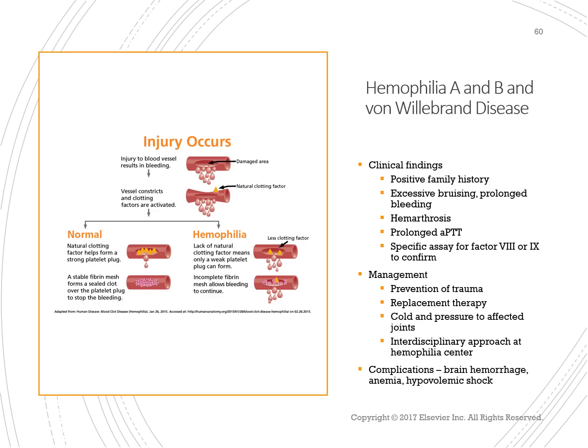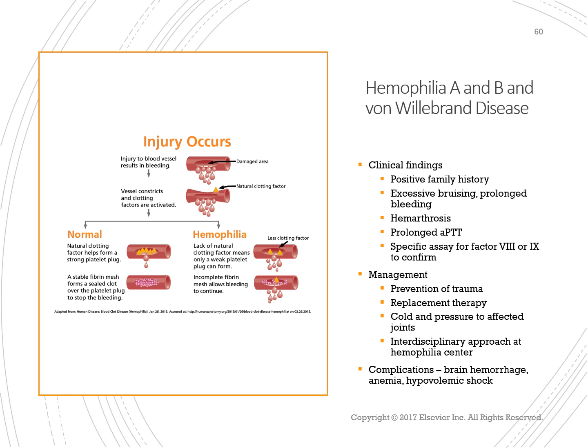Clinical findings: there will usually be a positive family history, history of excessive bruising or prolonged bleeding, hemarthrosis, so this is where they will have bleeding into a joint with injury. We're going to see a prolonged APTT, and they're going to have a specific assay for factors 8 or 9 to confirm. Management: we want to prevent trauma because, again, we want to prevent bleeding, especially into those joint spaces because it can cause damage.